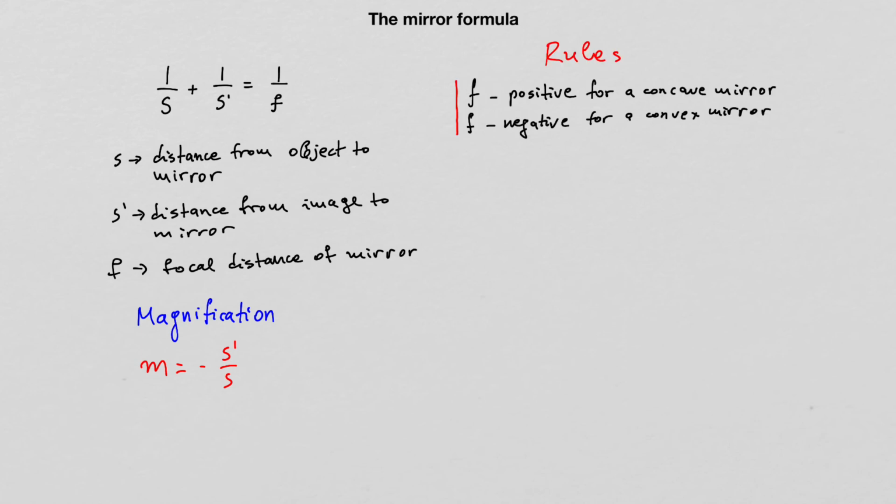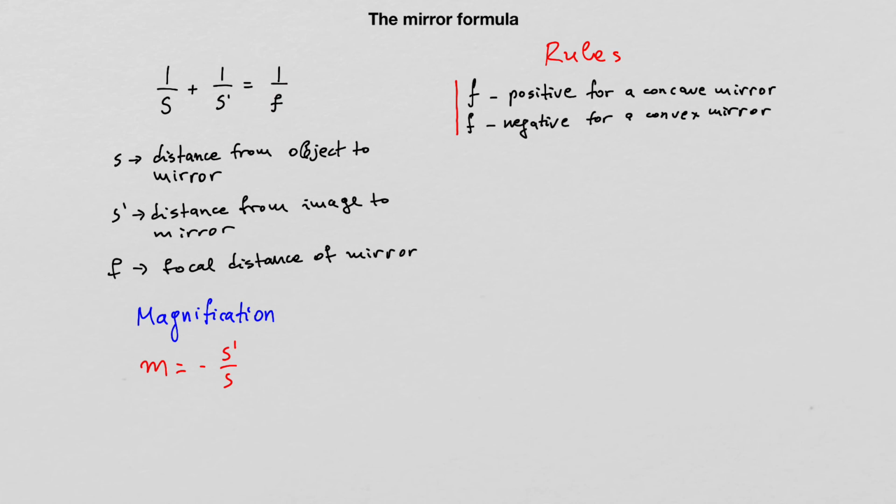Here are the rules for the focal distance of a mirror. The focal distance F is a positive number for a concave mirror and a negative number for a convex mirror, which means that when you're writing this formula for the particular type of mirror, if the focal distance is provided, then you're going to take it with the positive sign and substitute in here if the mirror is concave, or you're going to take it with the negative sign and substitute in here if the mirror is convex.